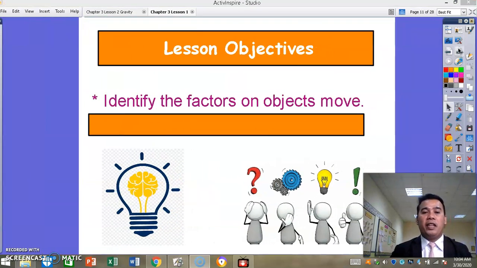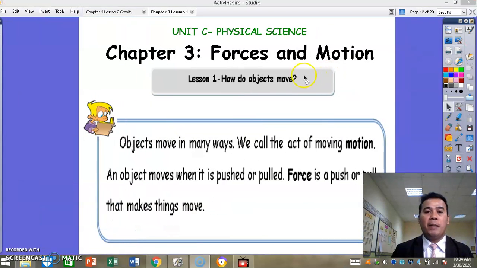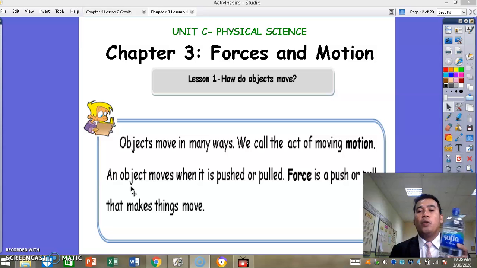For our lesson objective number 1, let us identify the factors on how objects move. Chapter 3, forces and motion. Objects move in many ways. We call the act of moving motion. An object moves when it is pushed or pulled. Again, an object moves when we push or when we pull it.